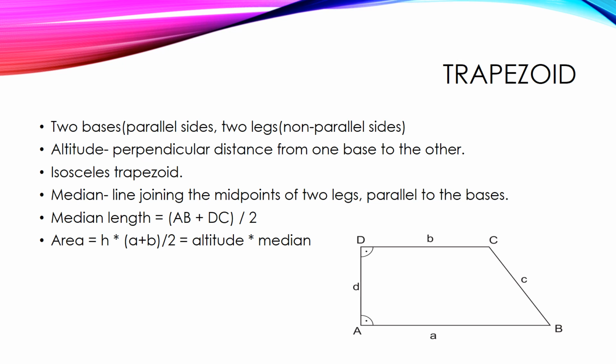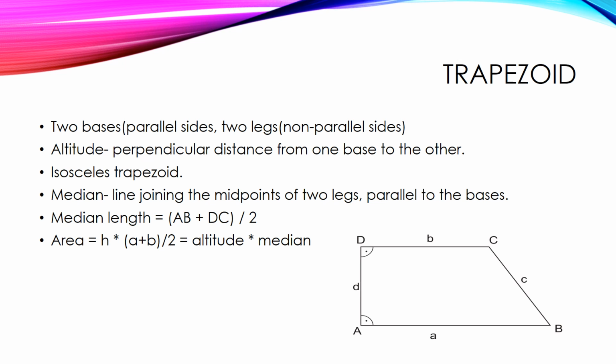If both legs are the same length, this is called an isosceles trapezoid and both base angles are the same. If the legs are parallel, it now has two pairs of parallel sides and is a parallelogram. The median of a trapezoid is a line joining the midpoints of the two legs. Here it is (AB plus DC) by 2. The length of the median is the average length of the bases.